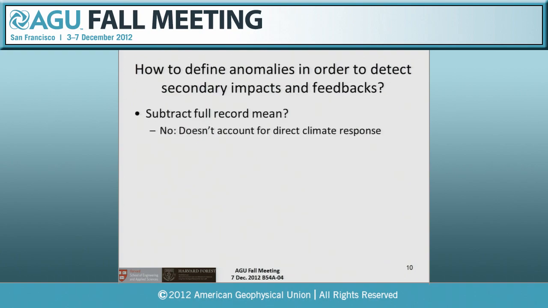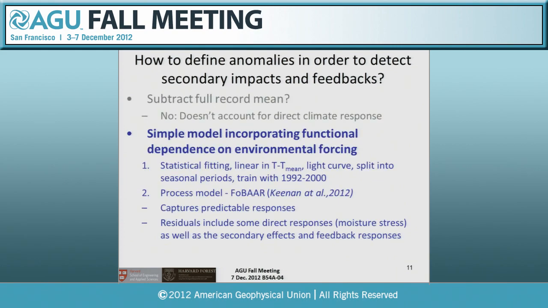So how are we going to define anomalies? Anchor has already mentioned one, where you just subtract the full mean of the record. In the analysis I'm doing here, I don't want to do just subtracting the mean because I want to account for the direct climate response. So for the climate, I have just taken the overall mean. But for the NEE, we do something more. There's a number of ways you could do it. One, as was done in Sean Urbanski's paper, is to do a statistical fit to the observations that takes out the temperature response and the light response. So we're doing that so we can account.